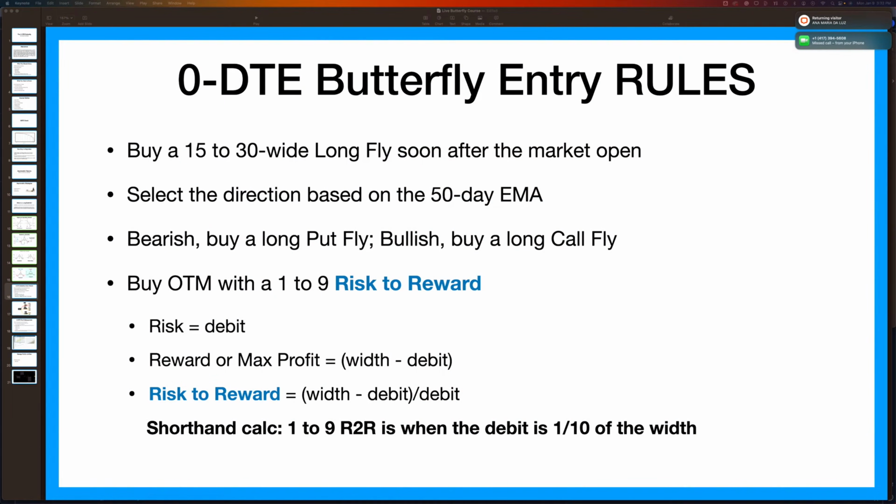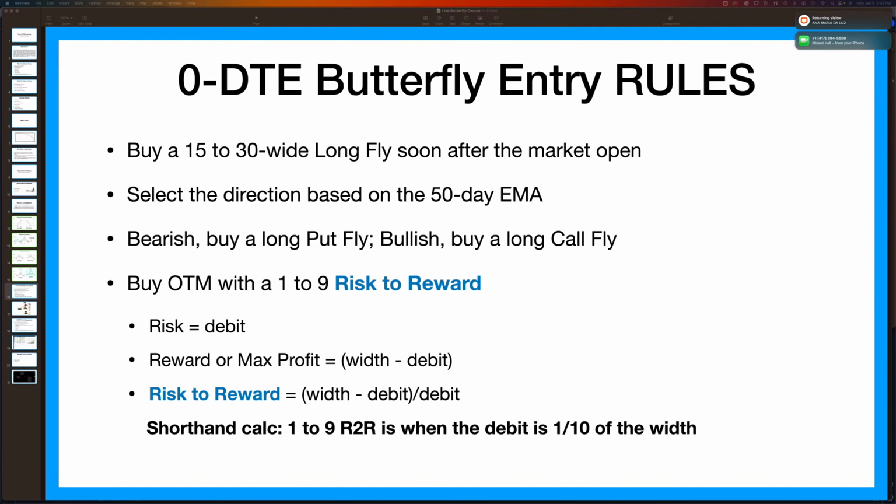So let me just review the entry rules. And these rules are, like I said, born out of hundreds and hundreds of trades and what works. Over the past couple of years in a bull market, this has produced anywhere from 10 to 25% return per month. And in the bear market, it still did well, producing anywhere from 3 to 7% per month.